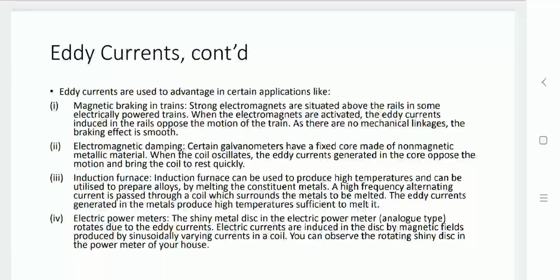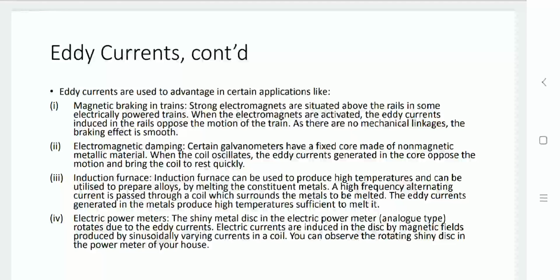an electromagnetic train is moving with electric power, while we are applying the brake, it means the electromagnets are activated, which generates eddy current, which opposes the motion of the train, and by opposing the motion of the train, the brake works and the train can be stopped. So no mechanical linkages are required and we can give a smooth brake.